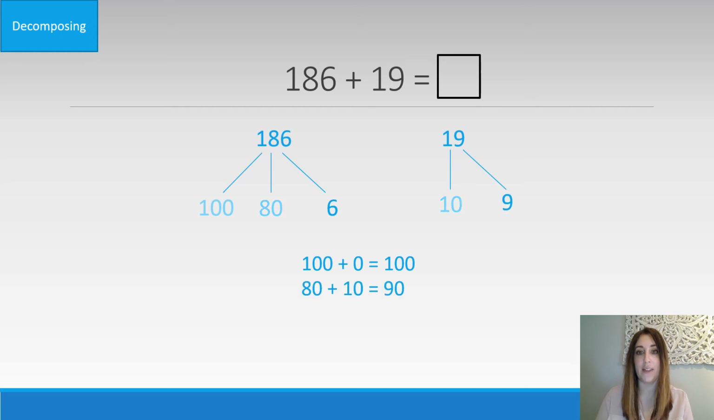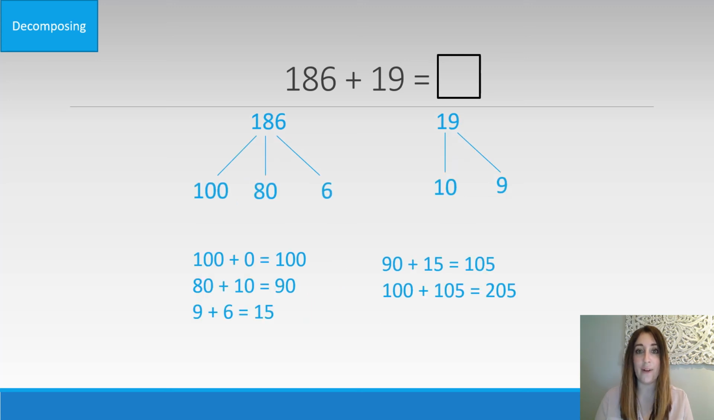Then I'm going to add together 80 plus 10 equals 90, and 6 plus 9 equals 15. Now I have to add all of these together. So I start with 90 plus 15 equals 105, and then 100 plus 105 equals 205. So once again, I got the same answer.